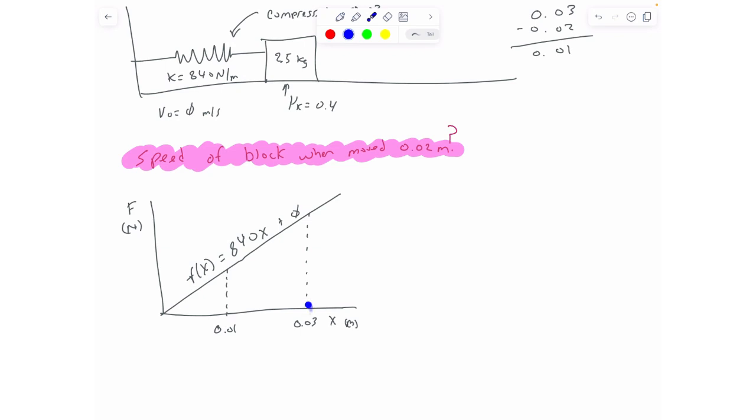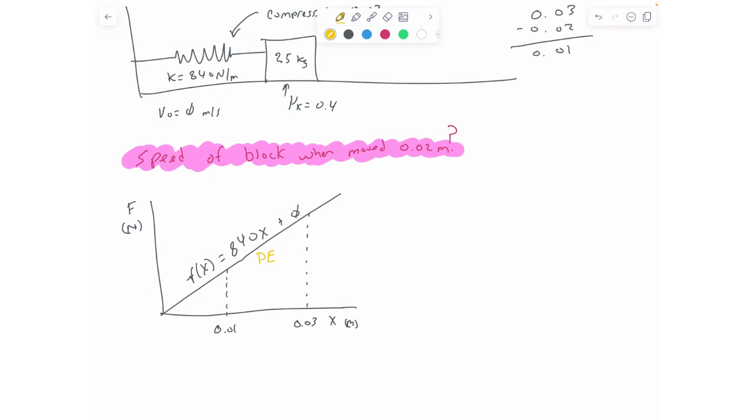So we're going to go from this amount of compression of the spring to this amount of compression of the spring. The spring is a storage of energy, right? It's potential energy that it's storing in here. This whole thing is potential energy that's getting released. So once we move from 0.03 to 0.01, we're going to release that potential energy.